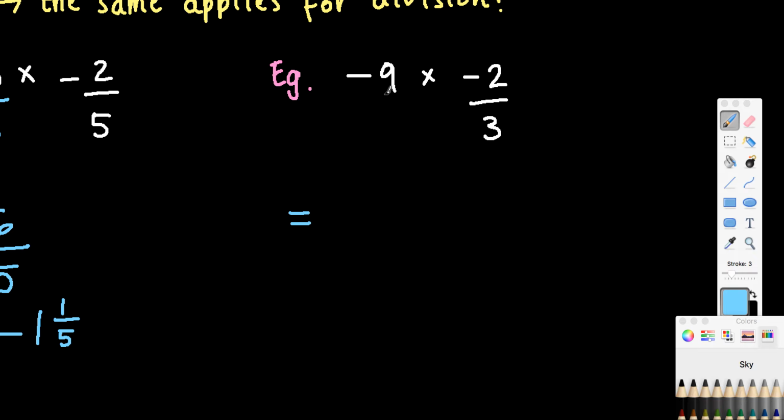Okay, so this one over here, when I multiply the numerators, I've got a negative times a negative, so I'm going to get positive. 9 2s are 18, so positive 18, and 1 3 is 3, and 18 on 3 is 6. So positive 6.